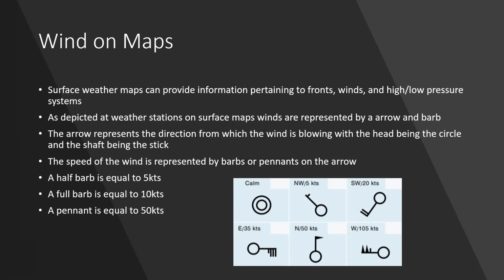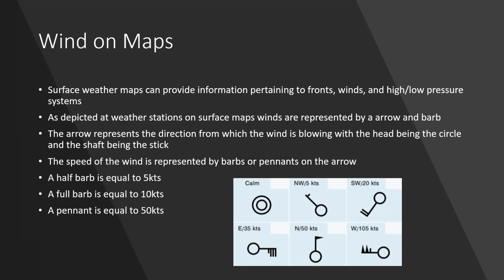The way you read this is, first, you look at what kind of barb it has. In this case, it's a half barb. Over in the southwest 20 knots corner here, you can see it has two long barbs. This one only has a half barb in the northwest 5 knots corner. So for every half barb, it's 5 knots. Every full barb is 10 knots. And down at the bottom, you can see it has little triangles. Every little triangle, or pennant, is 50 knots.